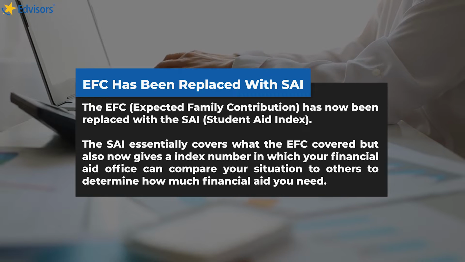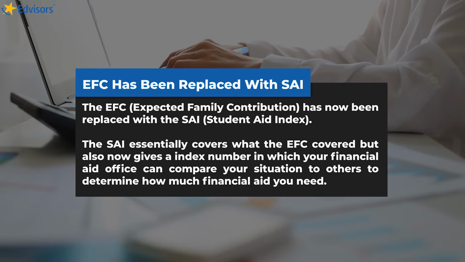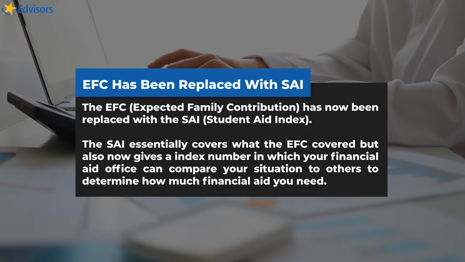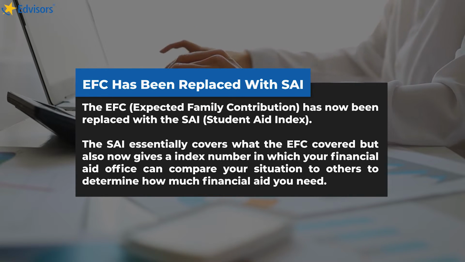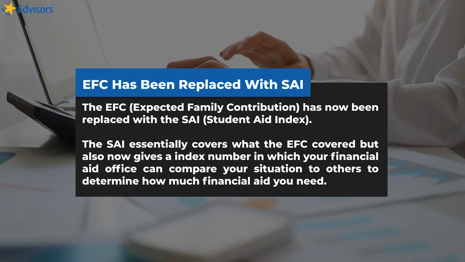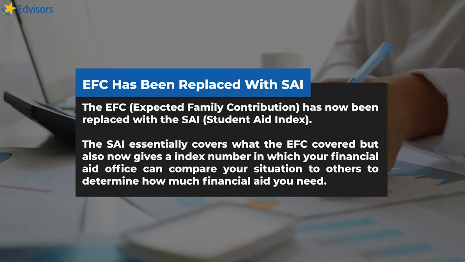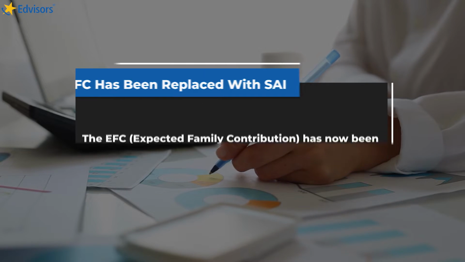The Student Aid Index serves essentially the same purpose, but it's a little bit more clear of what that number is. It's an index number that will allow your financial aid office to compare your situation with other students and families to determine which financial aid you're eligible for and determine your financial need. That's a major change in terminology because we have talked about the expected family contribution, the EFC, for several years. It's been a hot topic and now it's all been changed to the Student Aid Index.